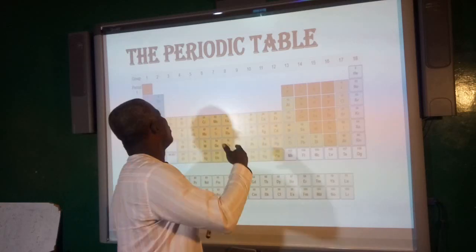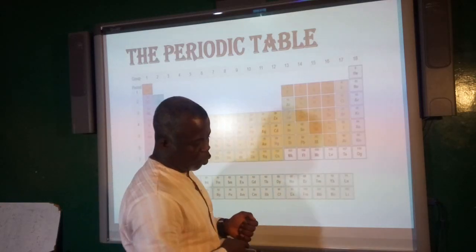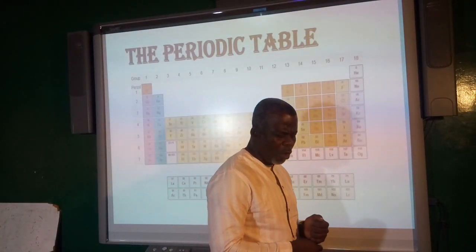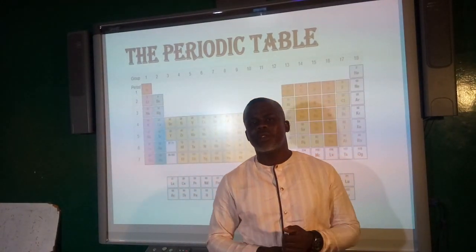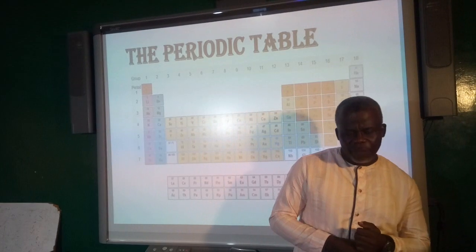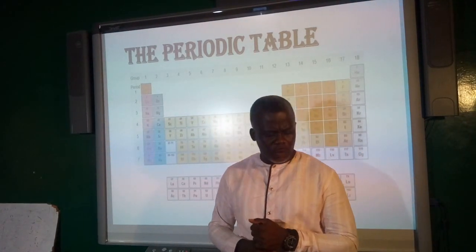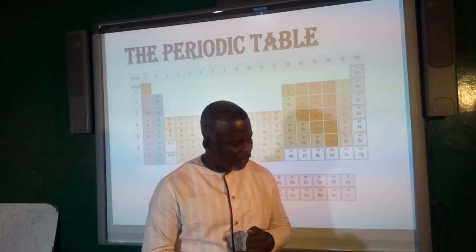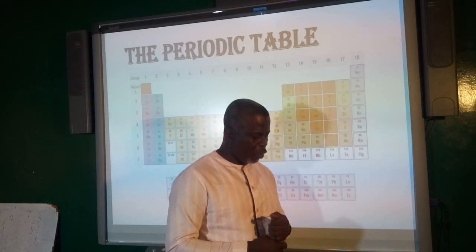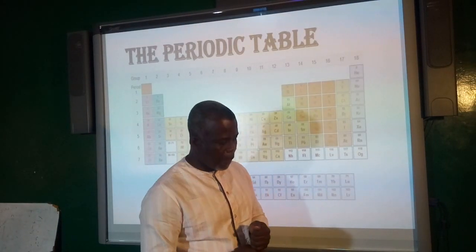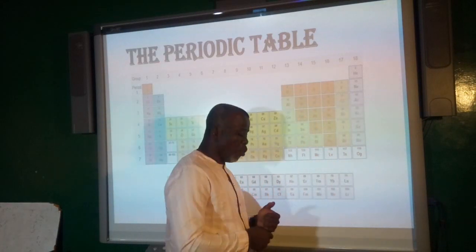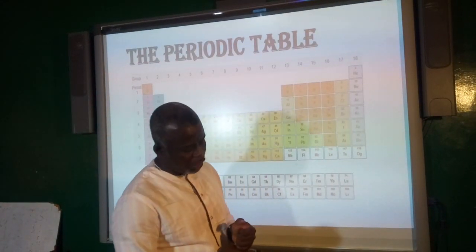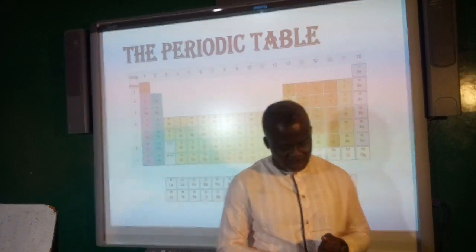So we talked about group 1 elements, called the alkali metals, the group 2 elements, the alkaline earth metals, group 17 elements, also known as the halogens, and the last, the noble gases or the inert gases.